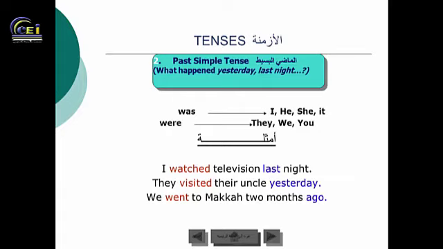The examples in the past simple tense. I watched television last night. This sentence is in the past. Why? Because watch becomes watched, past, and "last" is the key word in the past simple.